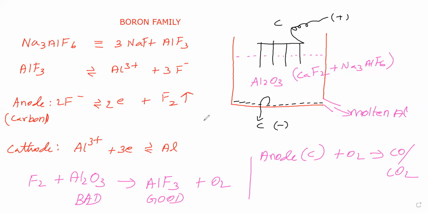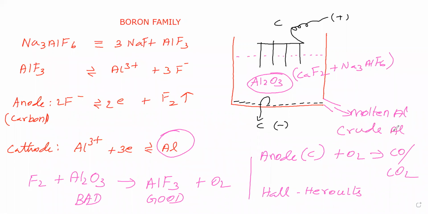This process is called an electrolytic process. The process name is the Hall-Heroult process. This process is used for converting Al2O3 into Al. We are getting molten aluminum here. This molten aluminum is called crude aluminum.